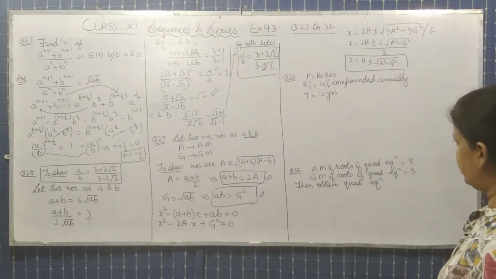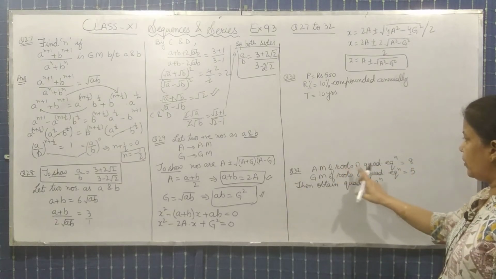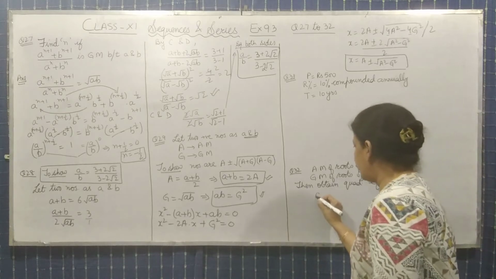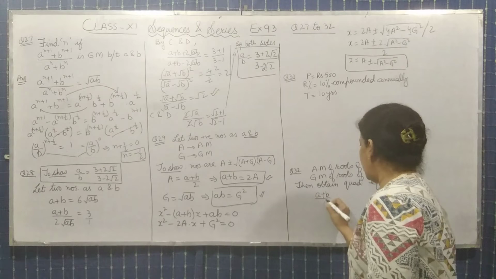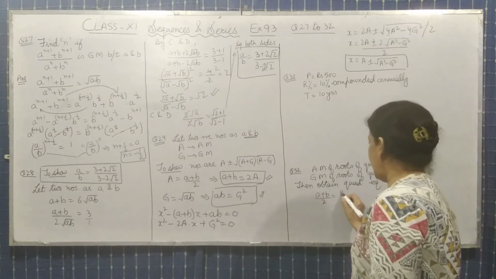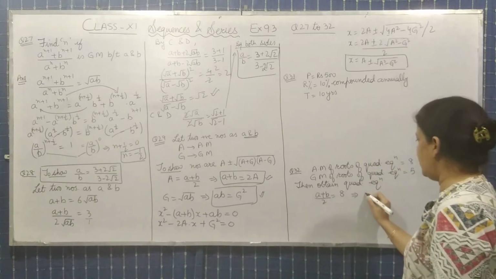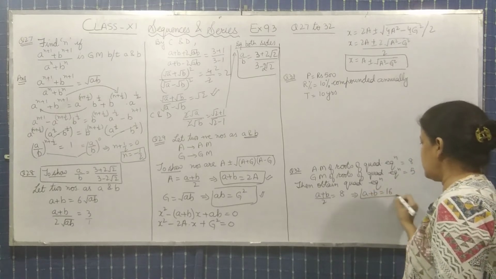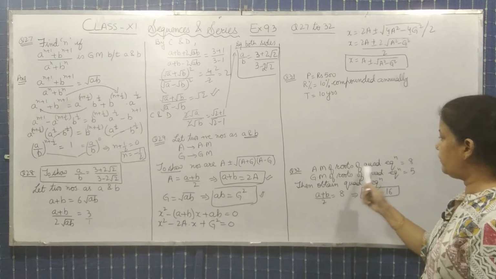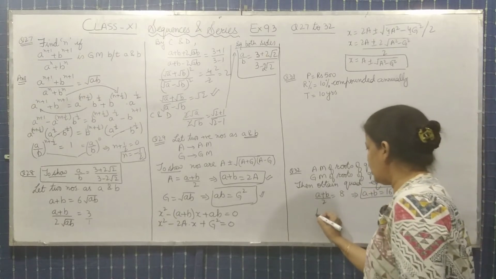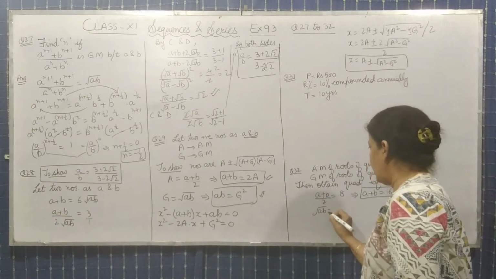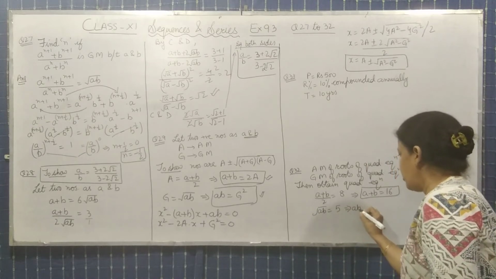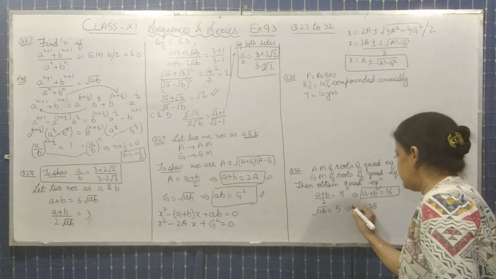Question 32 is same as this one. Let's see for this. The arithmetic mean of the roots of the quadratic equation is 8. So it means (a plus b) upon 2 equals 8. So from here, the sum of the roots equals 16. And the geometric mean means root of ab equals 5. So from here, the product will be 25.